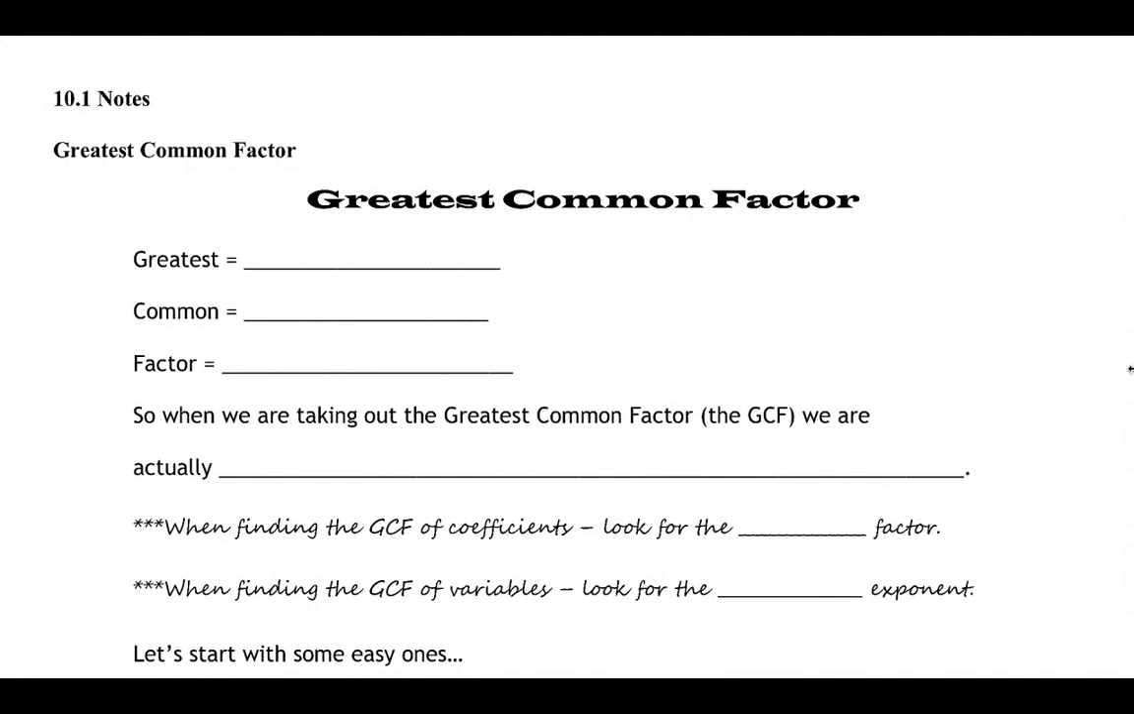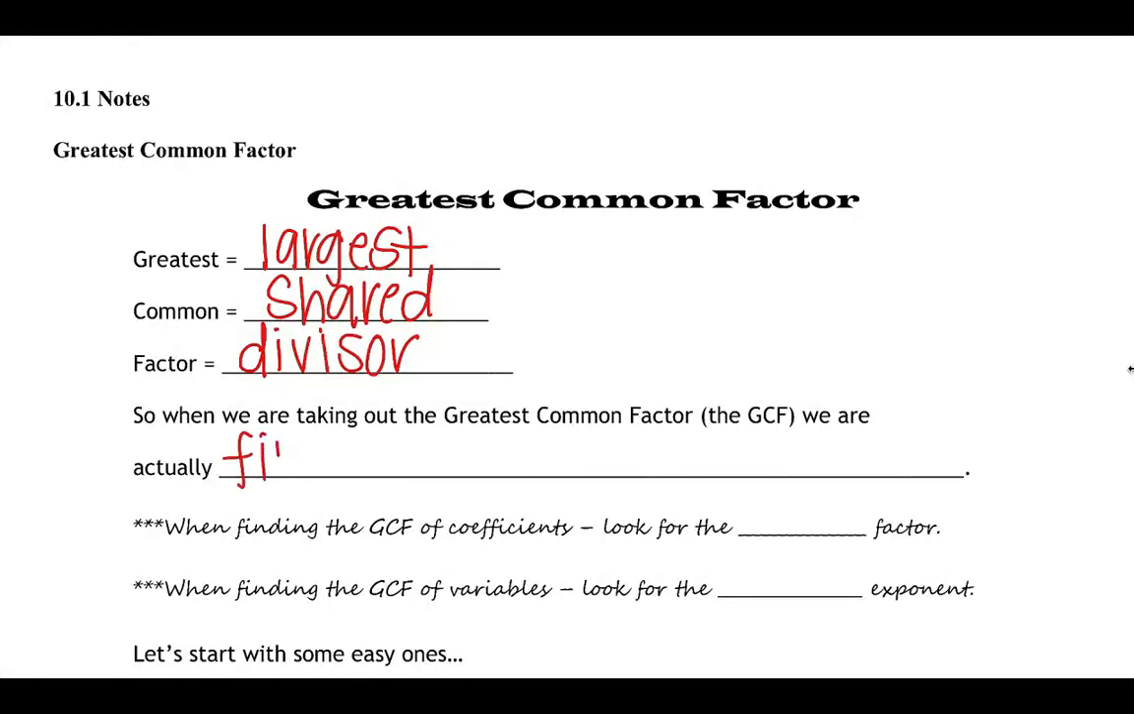Greatest, we're talking about the largest, so the biggest. And then common, it has to be shared between both things, so both numbers, both monomials, whatever it is, it has to be shared between the two of them. And then factor is really the divisor. We're looking for something that could be divided into both things. So when we're talking about greatest common factor, we are actually finding the largest shared divisor.